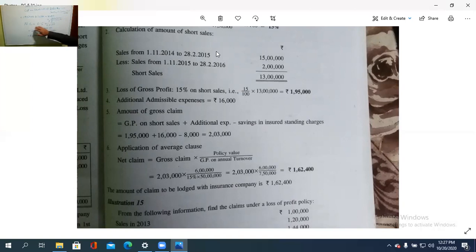ഇത് ചെയ്യണമെങ്കിൽ ഈ പറഞ്ഞ PV policy value ഇതിനെക്കാട്ടിലും കൂടുതലായിരിക്കണം. ഓക്കെ, പോളിസി വാല്യൂ is 6 lakh ആണ്. ഓക്കെ, ഗ്രോസ് ക്ലെയിം എന്ന് പറഞ്ഞാൽ 2,03,000 ഉള്ളൂ. നേരെ തിരിച്ചാണെങ്കിൽ അത് ചെയ്യേണ്ട കാര്യമില്ല. ആവറേജ് ക്ലോസ്, ഇത് ആവറേജ് ക്ലോസ് ആണ്. Net claim, that is the average clause, that is the amount to be lodged with the insurance company, 1,62,400. Clear? So we will do another problem like the same method.